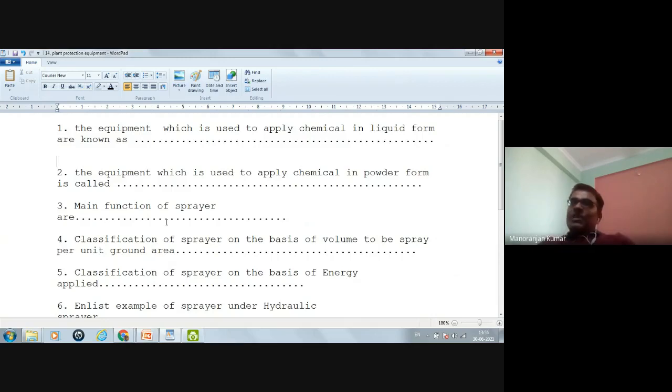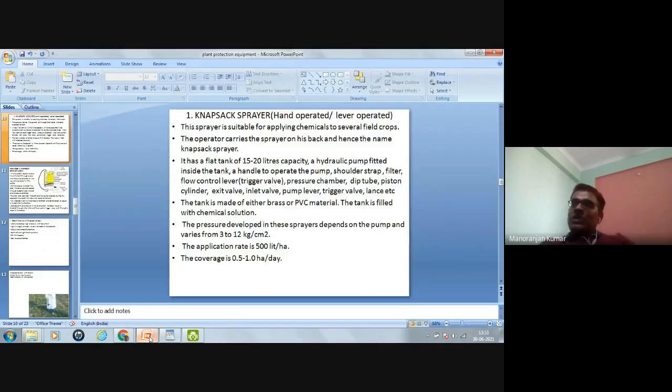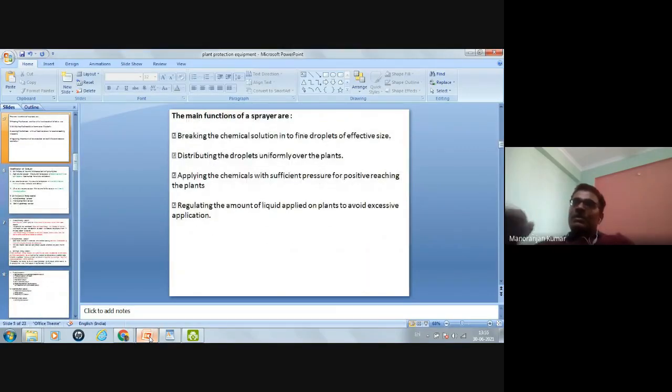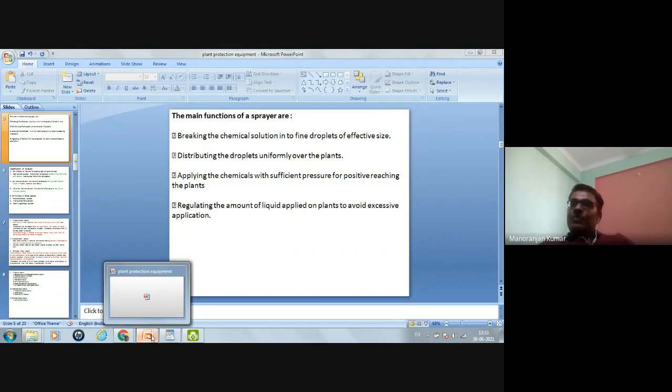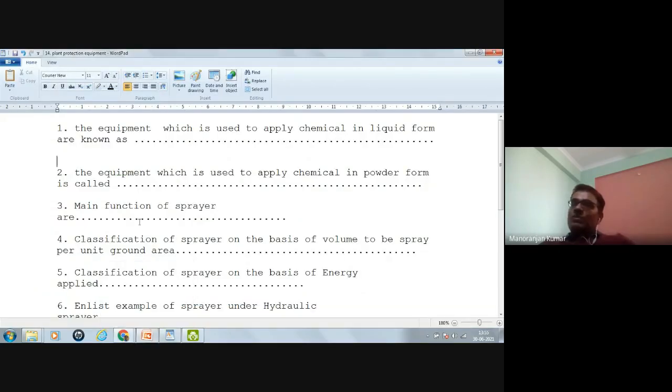Now, what are the main functions of a sprayer? In the slide we have seen the main functions of a sprayer. These are the main functions: to break down the chemical solution into fine droplets; second, to distribute the droplets uniformly over the plant; third, to apply the chemical with sufficient pressure for positive reaching of the plant; and fourth, to regulate the amount of liquid applied on the plant to avoid excessive application. Okay, so these are the main functions of a sprayer.